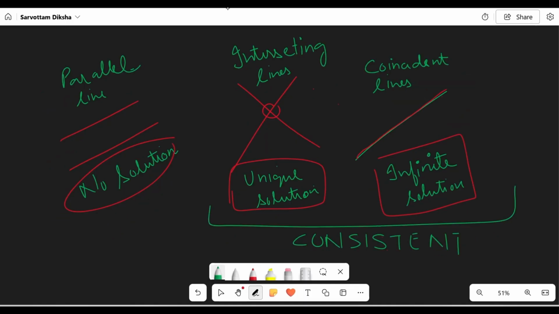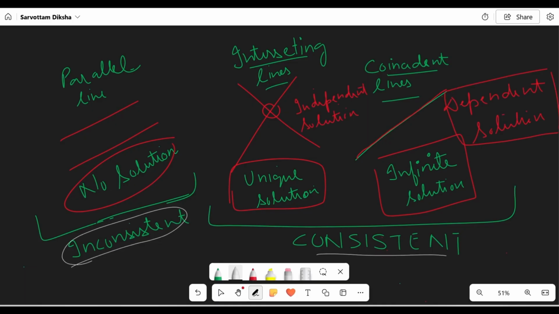Also, if my lines have some solution, whether intersecting or coincident, it is called a consistent solution. No solution is termed an inconsistent solution. Also, in consistent solutions, infinite solutions are termed dependent, and the intersecting case is termed independent. Sometimes a question asks whether it has a consistent, inconsistent, dependent or independent solution. There students keep recalling what was consistent, what was inconsistent. So definitely you should revise this a day before.